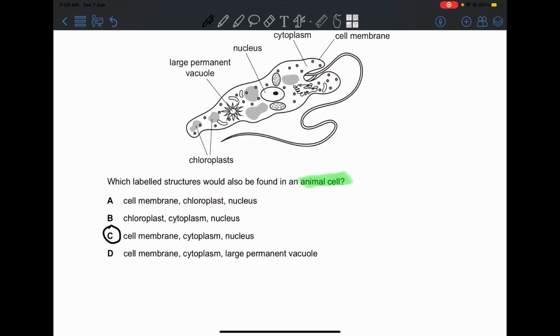Over here, all the other options have some characteristics of the plant cell which are not present in the animal cell. So chloroplast in options A and B, and there is also a large permanent vacuole. In the animal cells, we don't have large permanent vacuoles.